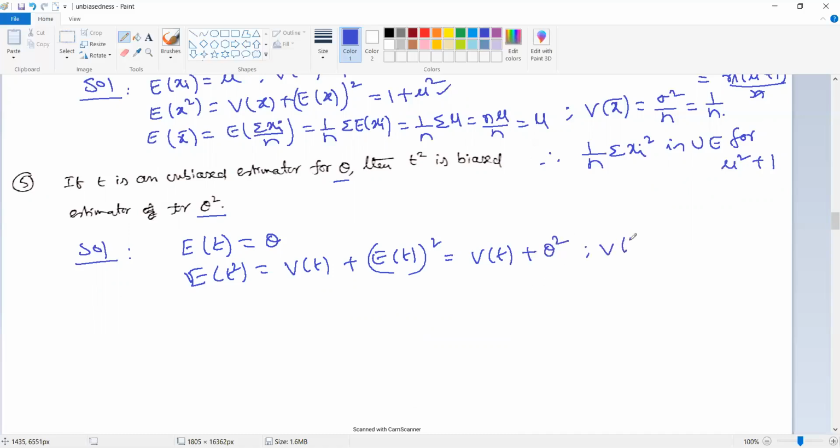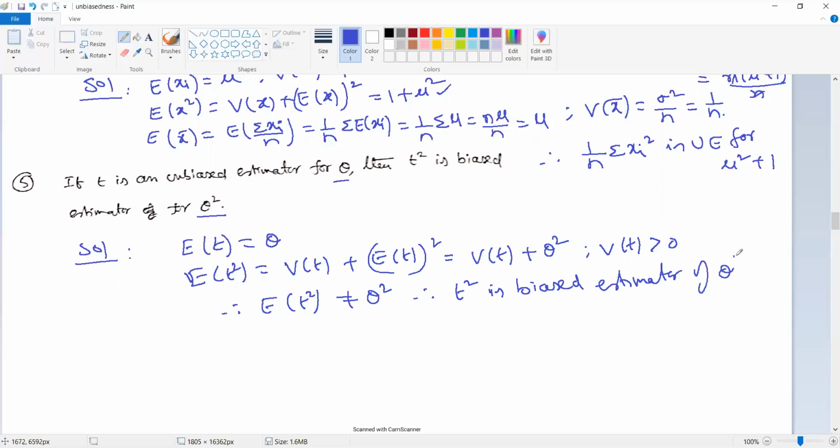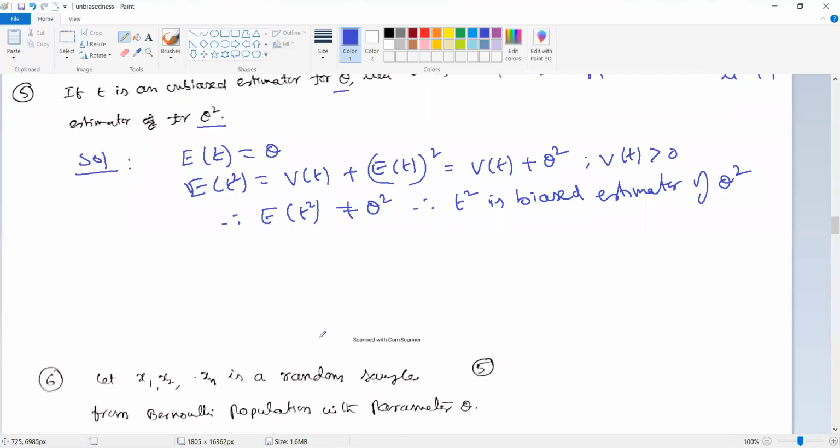Variance of T is always greater than 0. Therefore expectation of T square is not equal to theta square, because variance of T is greater than 0. So it is a positive value, but it is not equal to theta square. Therefore, T square is a biased estimator of theta square. Biased estimator of theta square is very, very important, a direct statement or question from the university examination point of view.